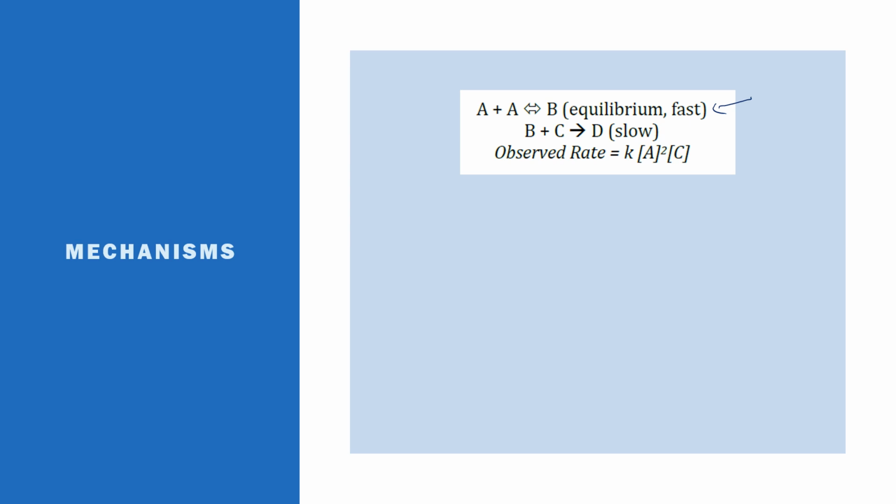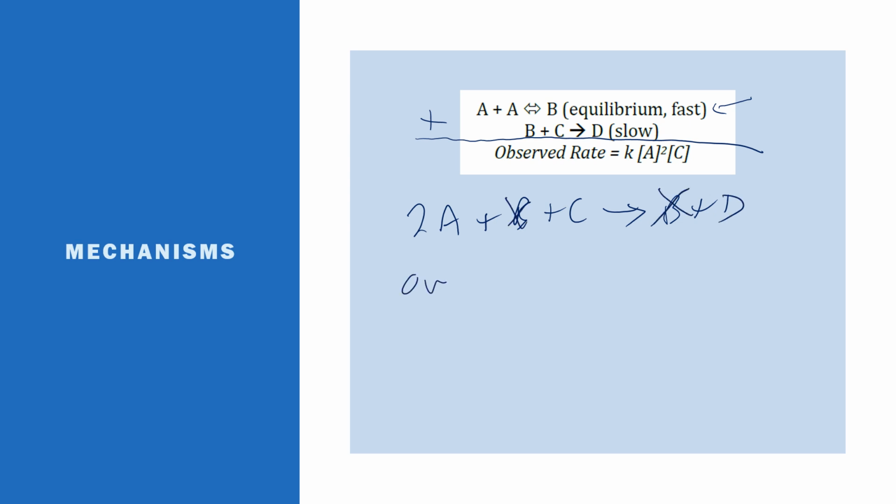Now, when you're doing this, you still want to write out the rate law. You still want to write out the overall reaction by adding up the reactions like that. We've got 2A plus B on all of the reactants plus C. And then we have B plus D, and B cancels out. B is an intermediate. So my overall reaction is 2A plus C yields D.